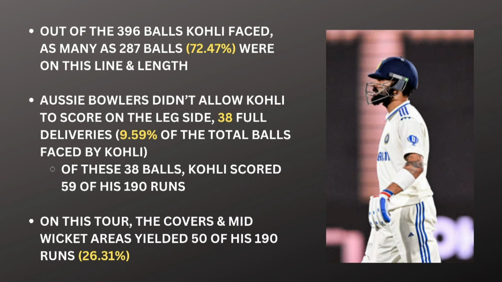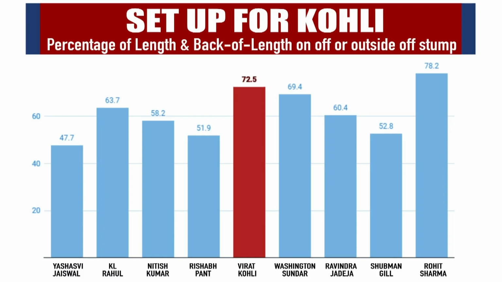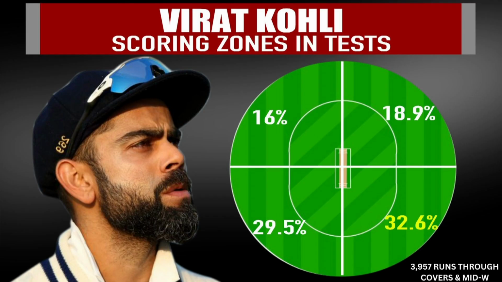Let's move forward. Now, the Aussie bowlers didn't allow Kohli to score on the leg side, as I just pointed out as well. In fact, I will just go a step back and show you exactly why, in case you missed it. 32.6% of his runs come over here. In fact, take a look at the number on the bottom of the screen as well. 3,957 runs that Virat Kohli scored, of the 9,000 odd runs that he scored, have been through the covers and mid-wicket area.